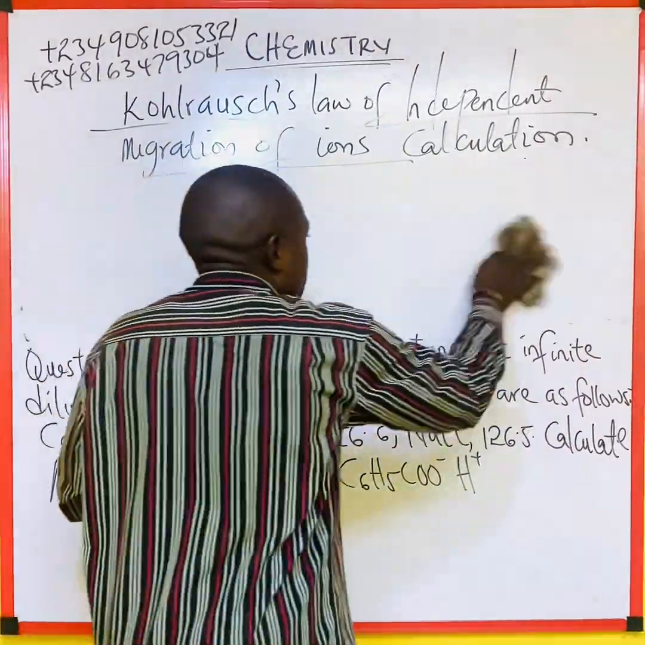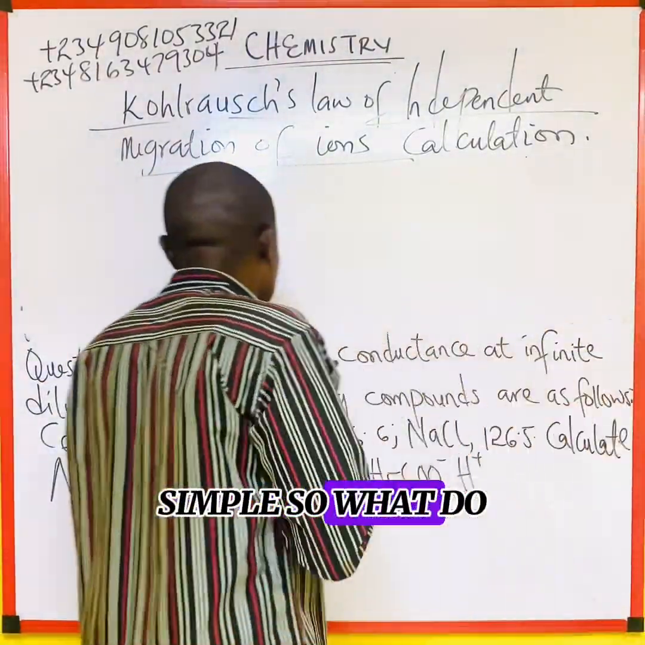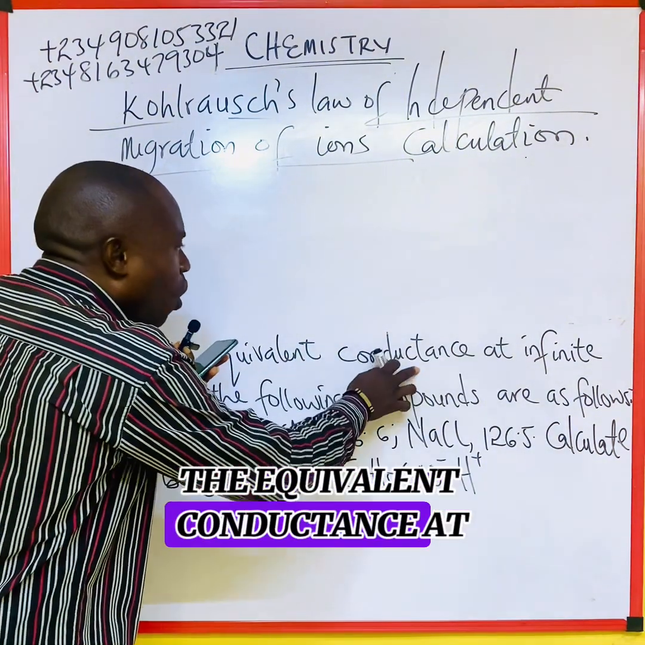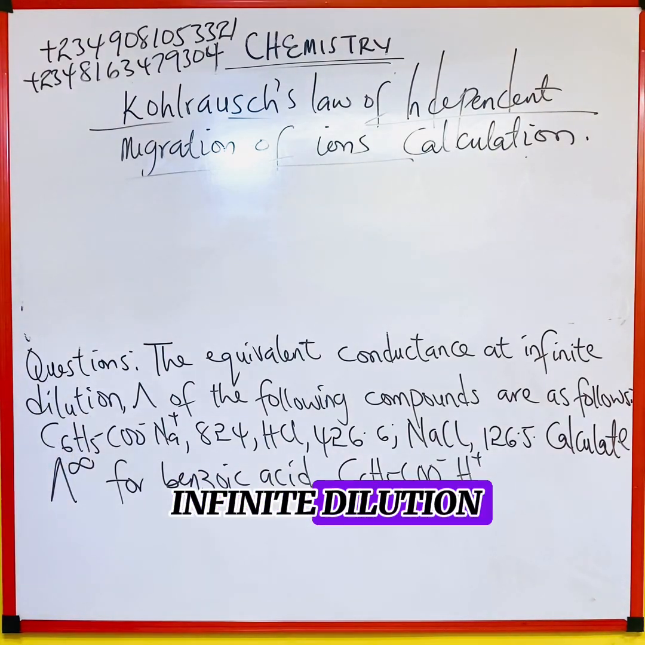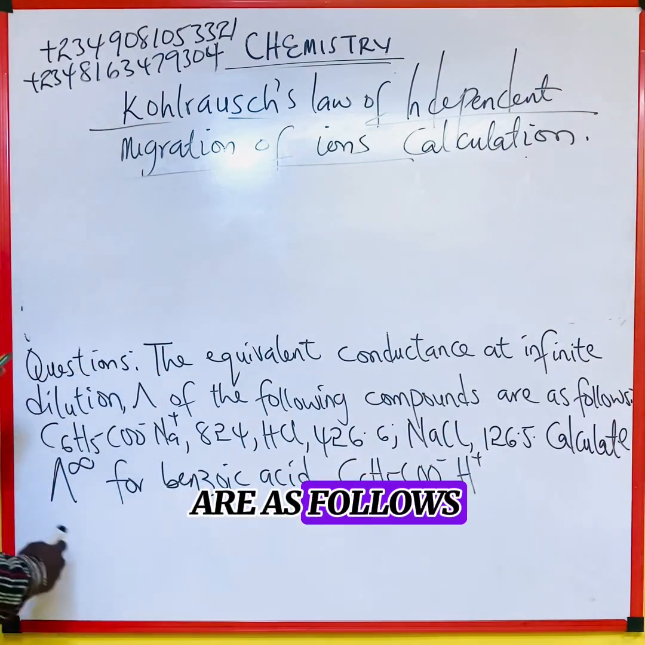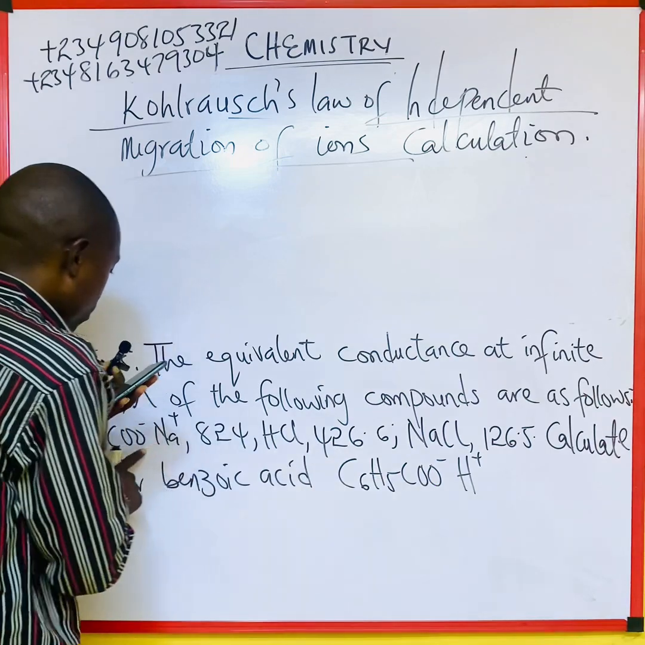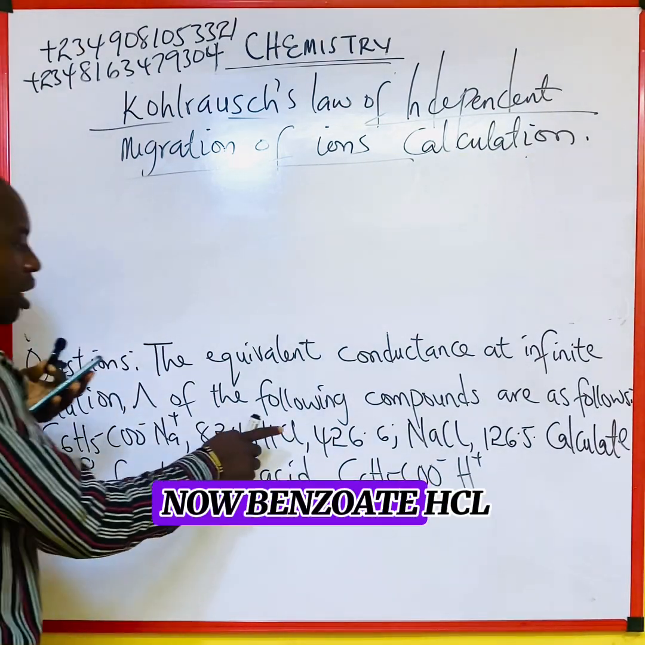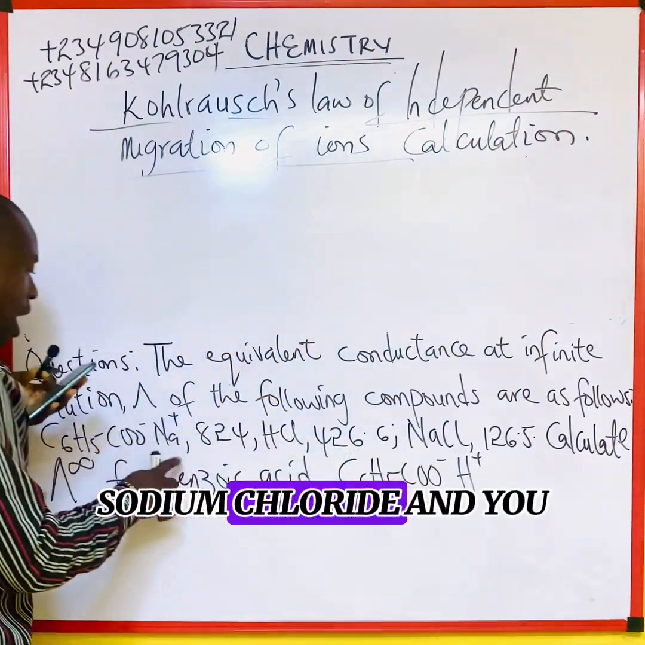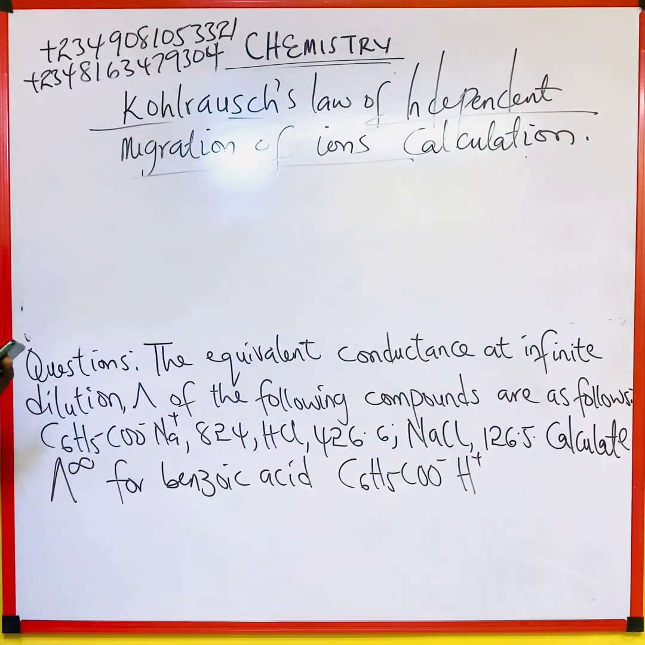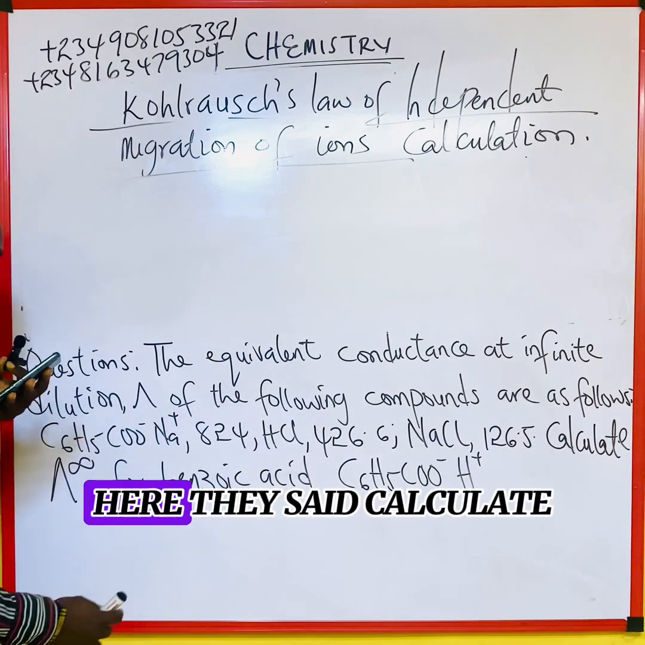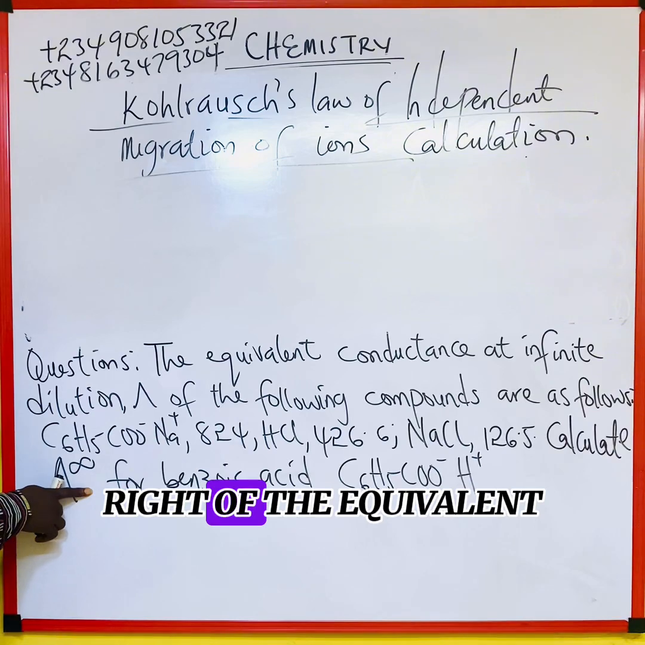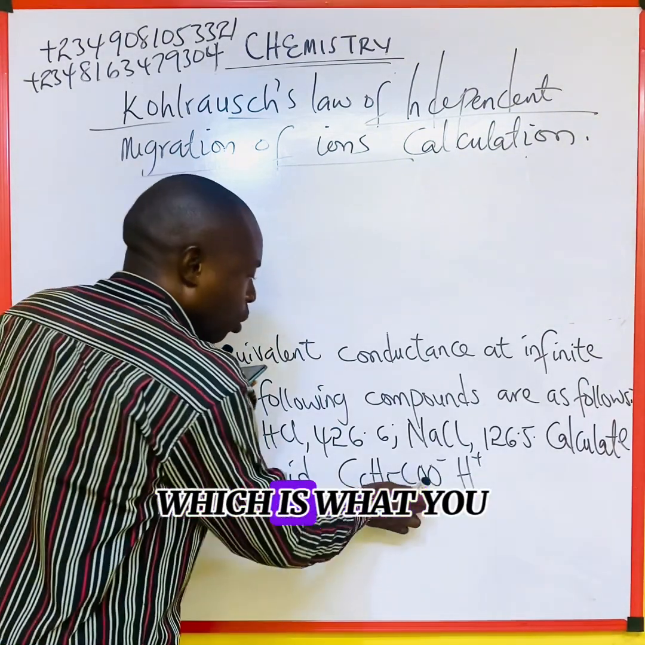Okay, simple. So what do we do? I'm so excited with this question. Now, they said the equivalent conductance at infinite dilution of the following compounds are as follows. These are what you were given. So this is sodium benzoate, HCl, sodium chloride, and you were given their equivalent conductivity here. They said calculate the infinite dilution of the equivalent for benzoic acid, which is what you are seeing here. It's simple.